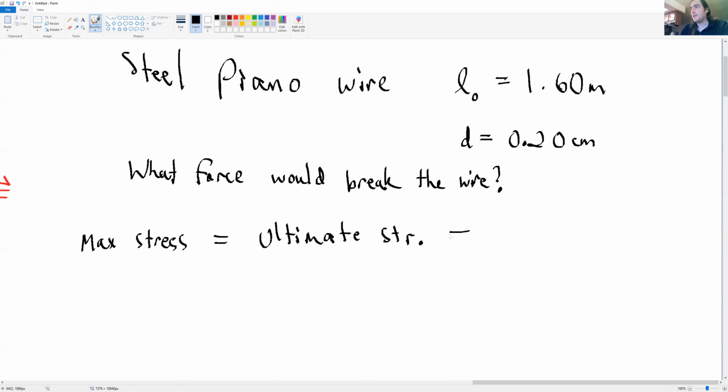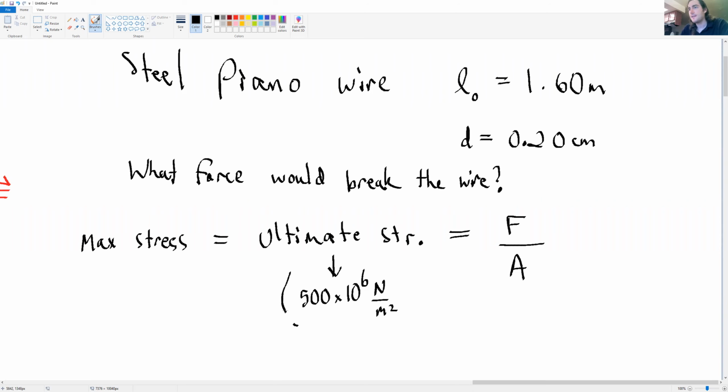And that is going to be equal to the force over the area. And a piano string is something that's in tension, right? It's definitely in tension. So the ultimate strength here that we're going to use is the tension, ultimate strength for steel in tension, which is 500 times 10 to the 6 Newton per meter squared.